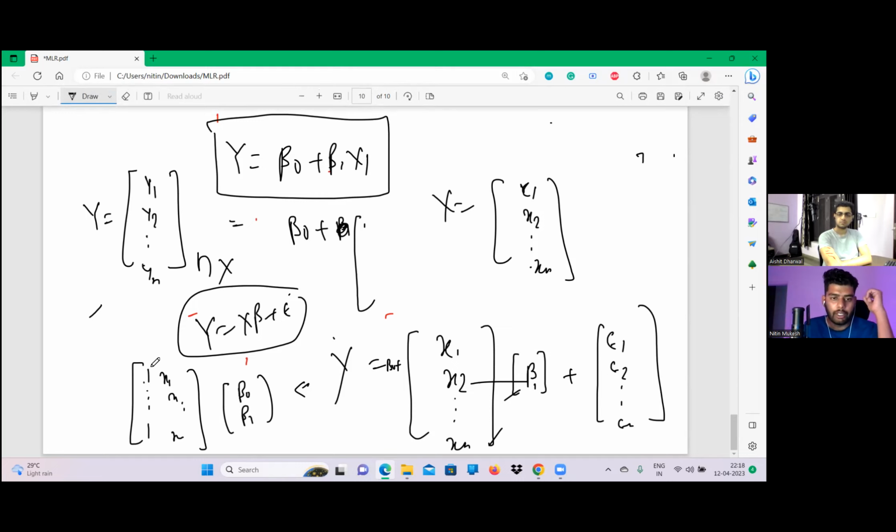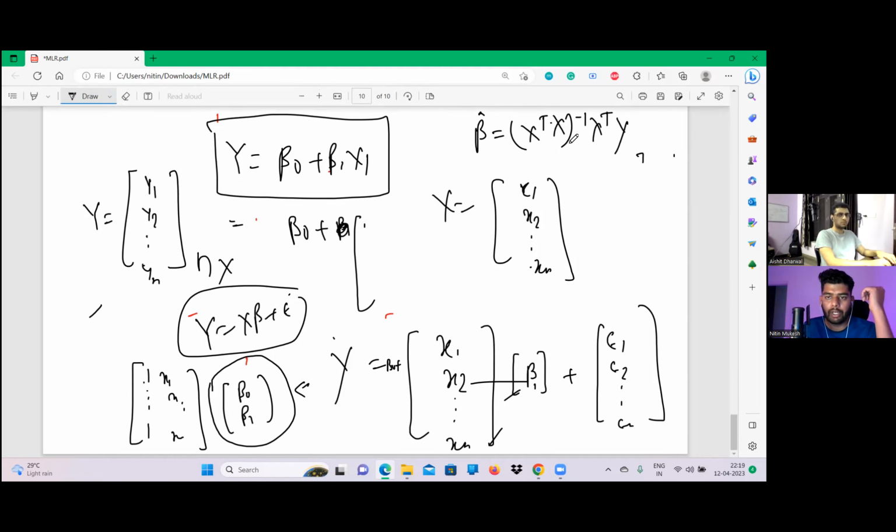That is why the simple way is to write 1 here, and if you multiply with beta naught and beta 1, it is going to be the same thing that you would get by writing things separately. Now the benefit we get is that we can estimate beta naught and beta 1 in a single equation. And what is that equation? That equation is beta hat is equal to x transpose x inverse x transpose y.